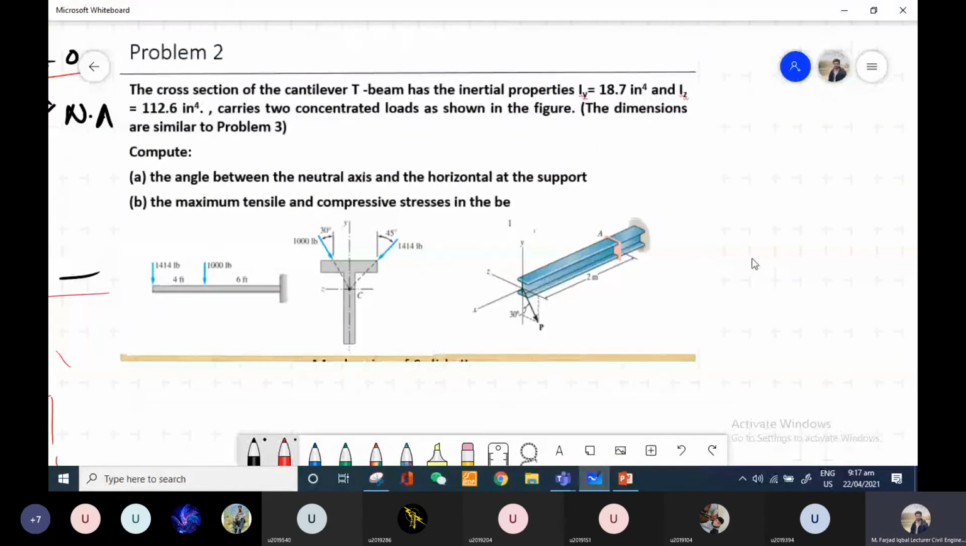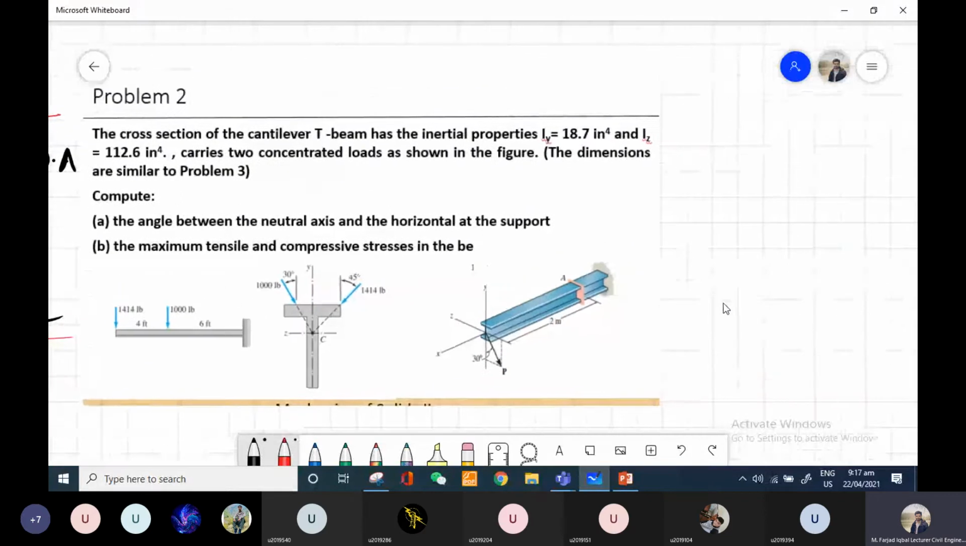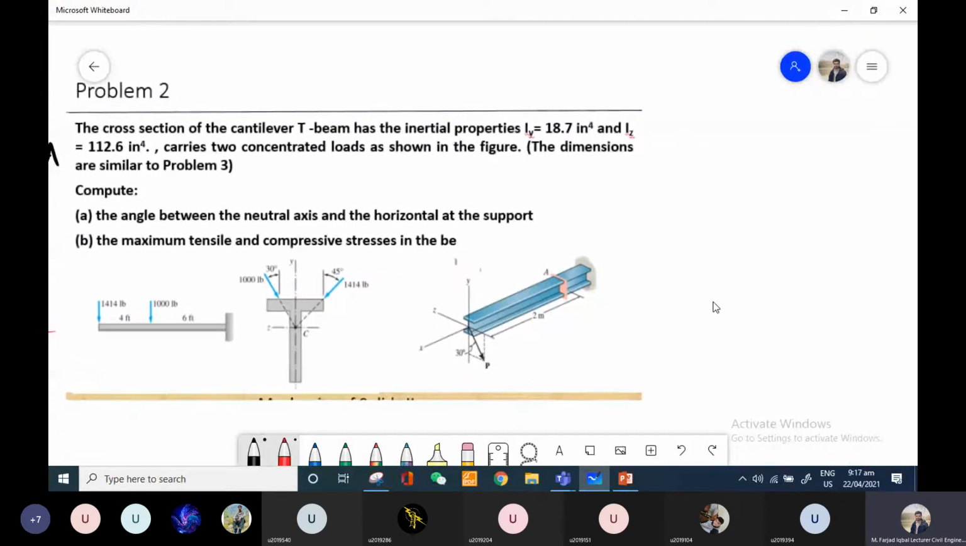So this is the problem that we are going to solve first. In this one, we have been given a cantilever beam, which is shown over here, on which there are two loads that are acting, 14 pound and 1000 pound. And also the cross section properties are given to us. Iy is 18.7 and Iz is 112.6.